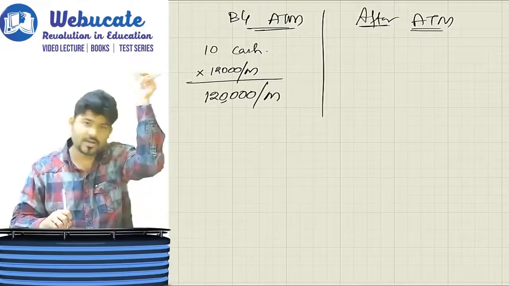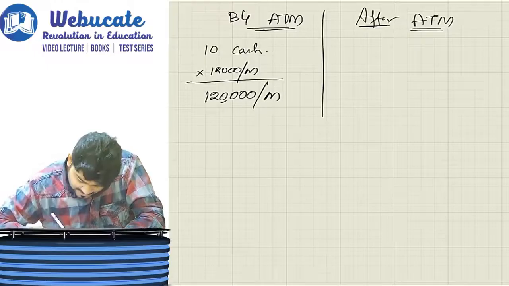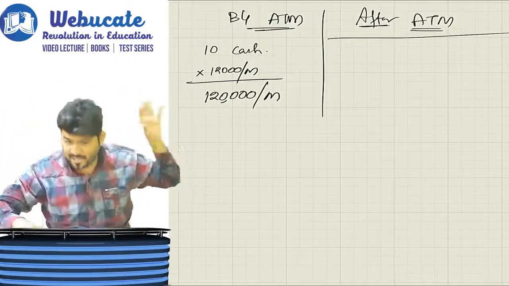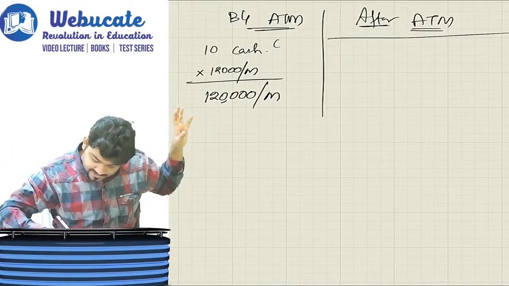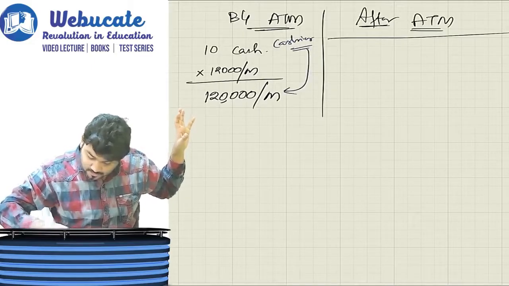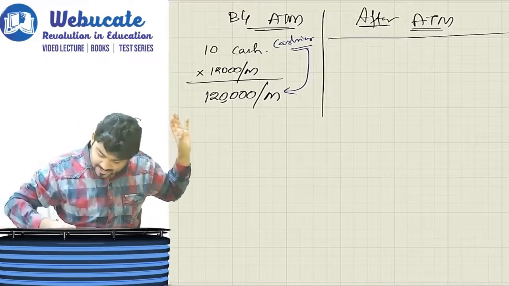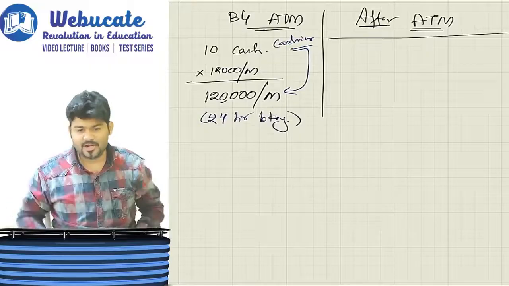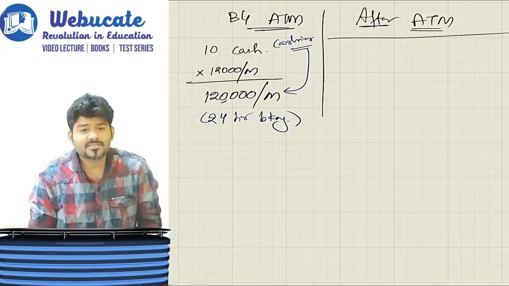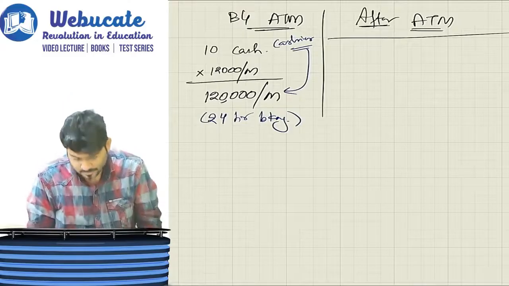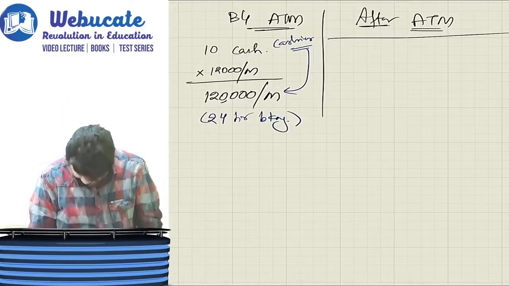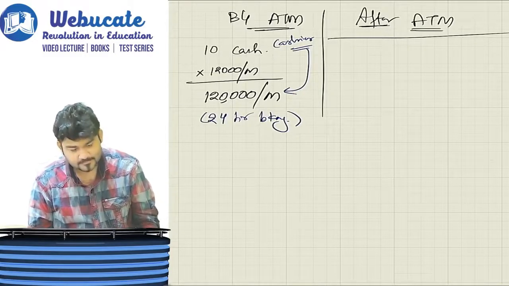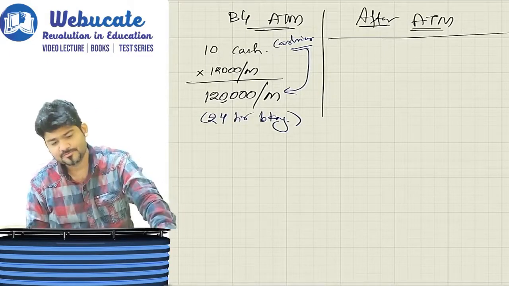Yes, correct. Now look after ATM. For ATM, what are the expenses that you are going to incur? Now you will tell me, I am waiting. If it was a case of cashiers, you have to pay 1,20,000 per month for 24-hour banking. Can I say by default, ATM is also 24-hour banking? You have to tell me what is the cost that you are going to incur. Come, I'm waiting for you.